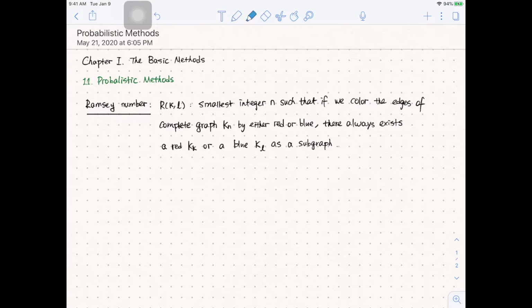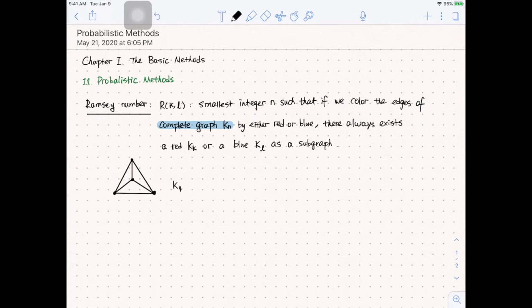And quickly, let me define what a complete graph is. A complete graph with n vertices is a graph where all pairs of vertices are joined by an edge. For instance, this is a complete graph with 4 vertices. Now let's see how we can use probabilistic methods to provide a lower bound on Ramsey numbers.